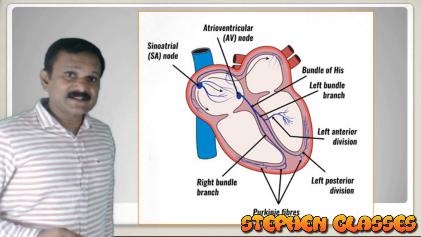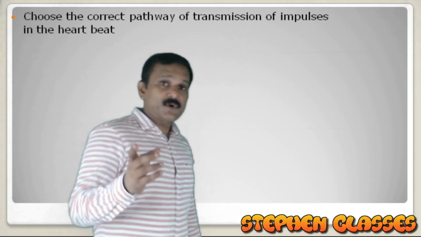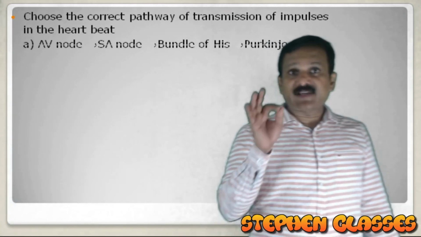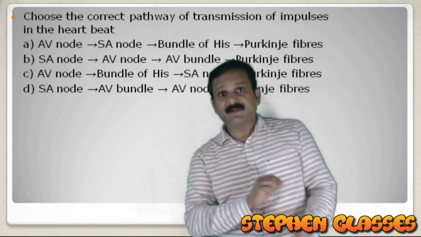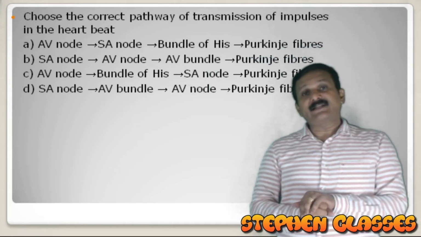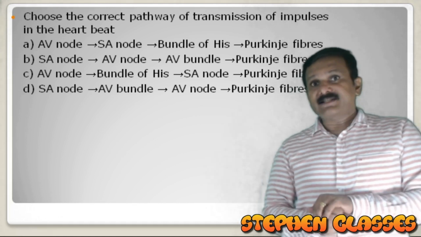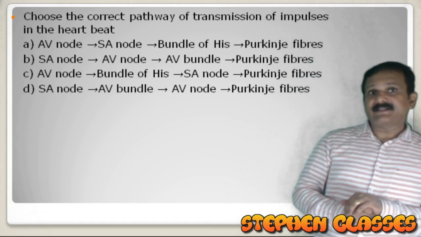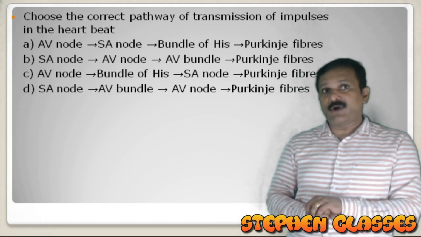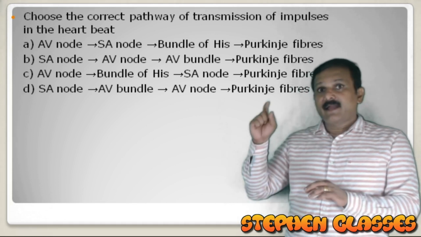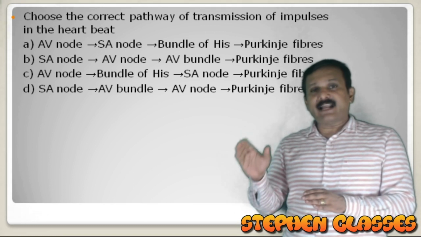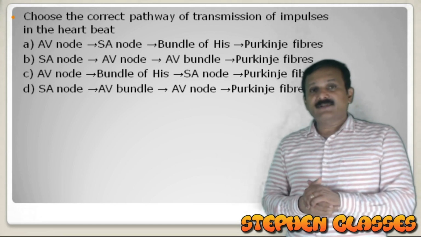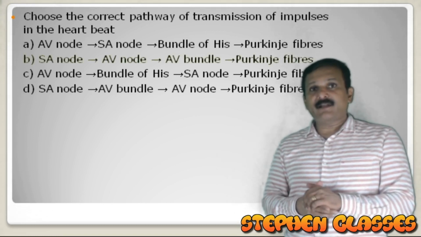So now we can answer the question. On the screen we have the question: choose the correct pathway of transmission of impulses in the heartbeat. The correct sequence will be SA node, AV node, then AV bundle and Purkinje fibers. So that is the correct answer here. The correct option will be option B.